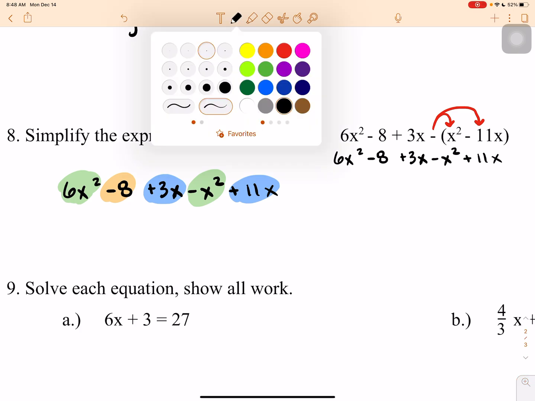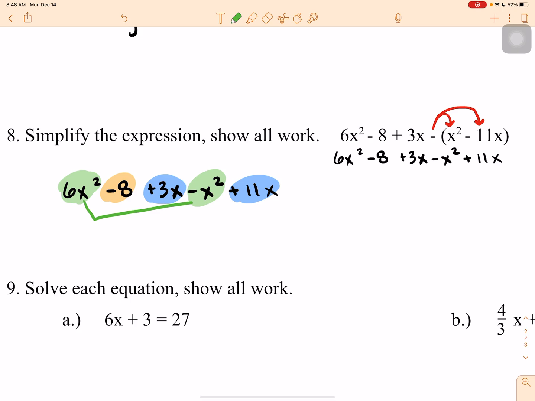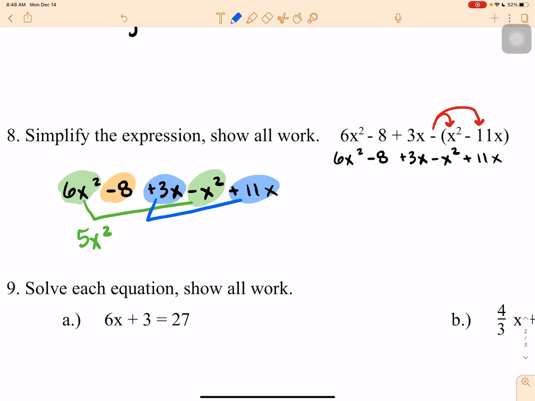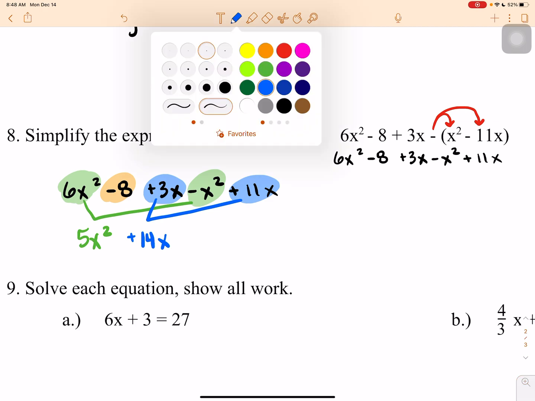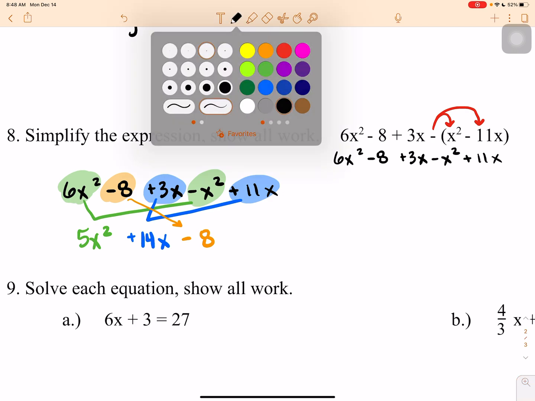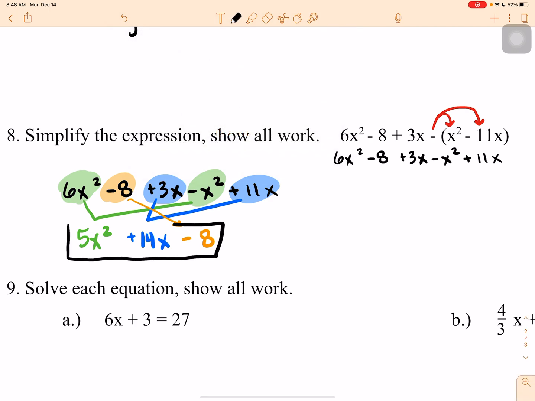So now if I were to combine these, I have 6x squared minus x squared is 5x squared. And then I want to put my x's next to be in standard form. 3x plus 11x is 14x. And that negative 8 is all by itself. There's nothing to combine it with. So this answer here should be 5x squared plus 14x minus 8. Okay?